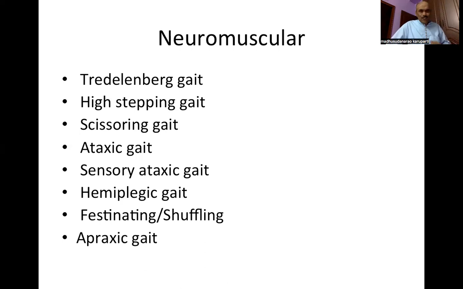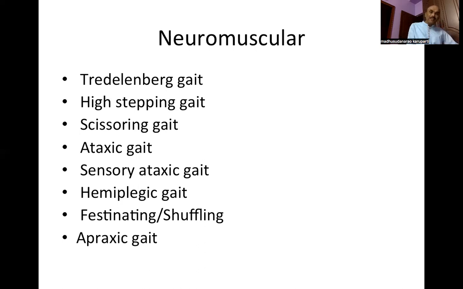Ataxic gait is totally disturbed gait with a lot of incoordination. The patient is unable to initiate the gait and unable to maintain balance. The gait is so incoordinated because of the ataxia secondary to cerebellar lesions. Sensory ataxic gait is secondary to a posterior column lesion.